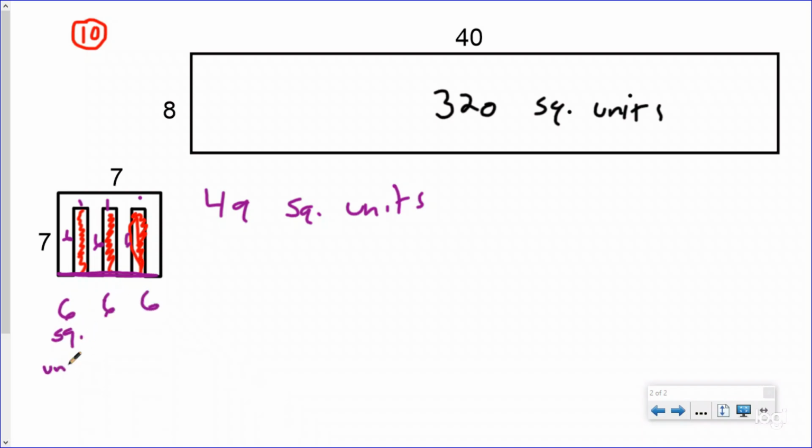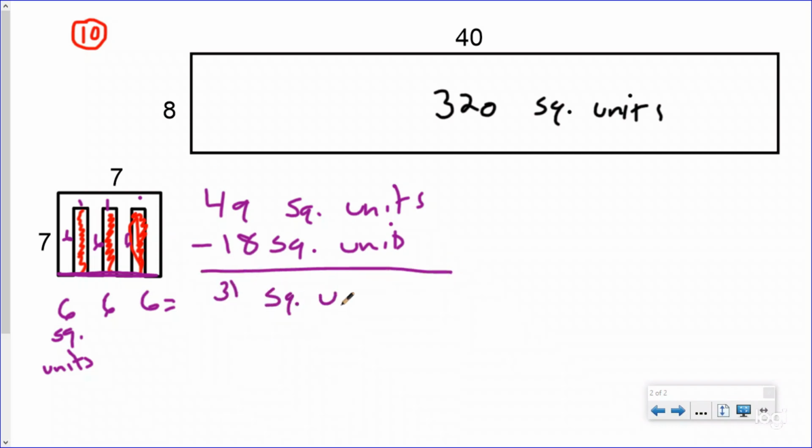I'm not going to label all of them just to save some time, which means the total area of the part cut out is 6 times 3, which is 18. So if I subtract the 18 square units that were cut out, that leaves me with an area of 31 square units for my antiviral drug. Now the question is, how many groups of 31 can I fit into 320?